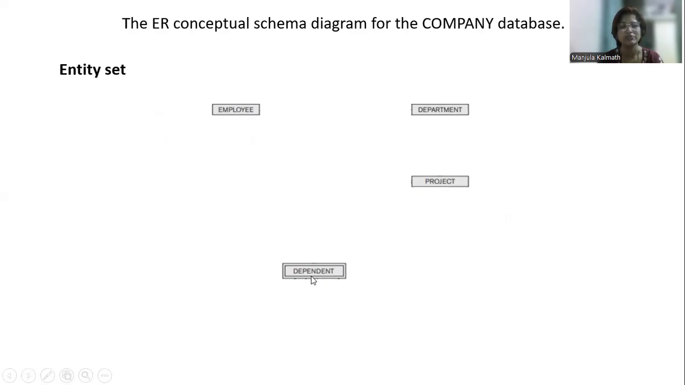Four entities. Among these four entities, three are called strong entities. Here we can notice the single rectangle indicates the strong entity, whereas two rectangles indicate the weak entity. Dependent is a weak entity, and these are the strong entities. How these are strong and this is weak can be explained with respect to the attributes.